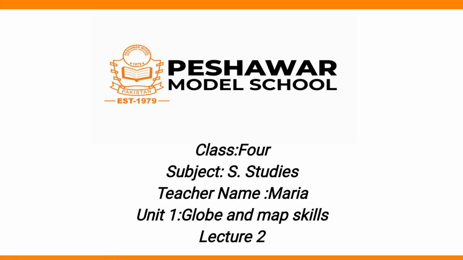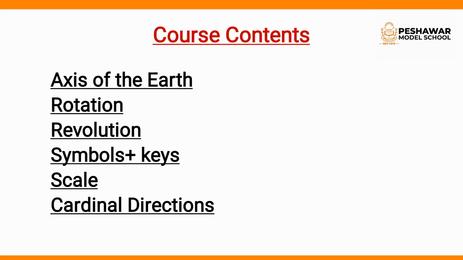This is our unit number 1, Globe and Map Skills, and lecture number 2. The course contents of this lecture are axis of the earth, rotation, revolution, symbols plus keys, scale, and cardinal direction. So in this lecture we will study these topics.